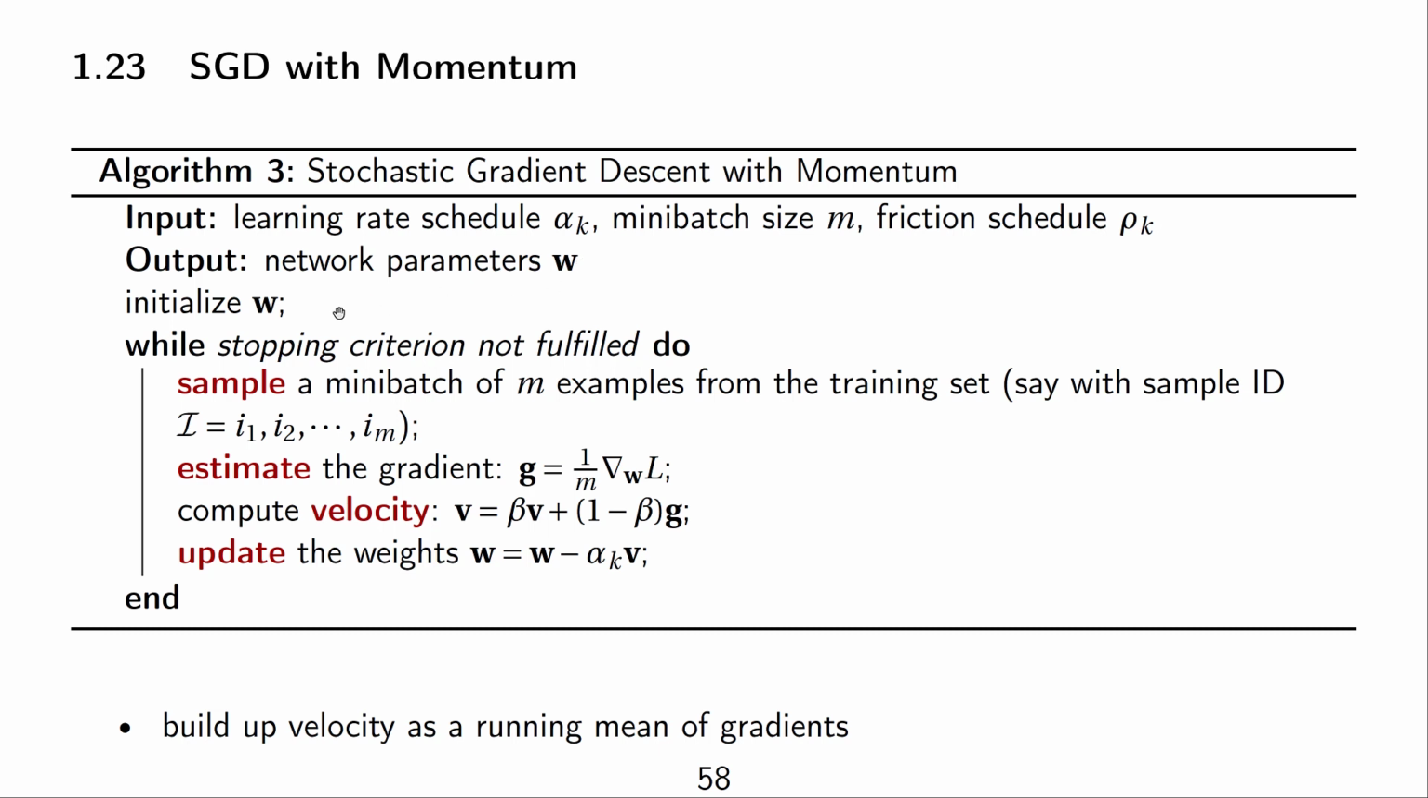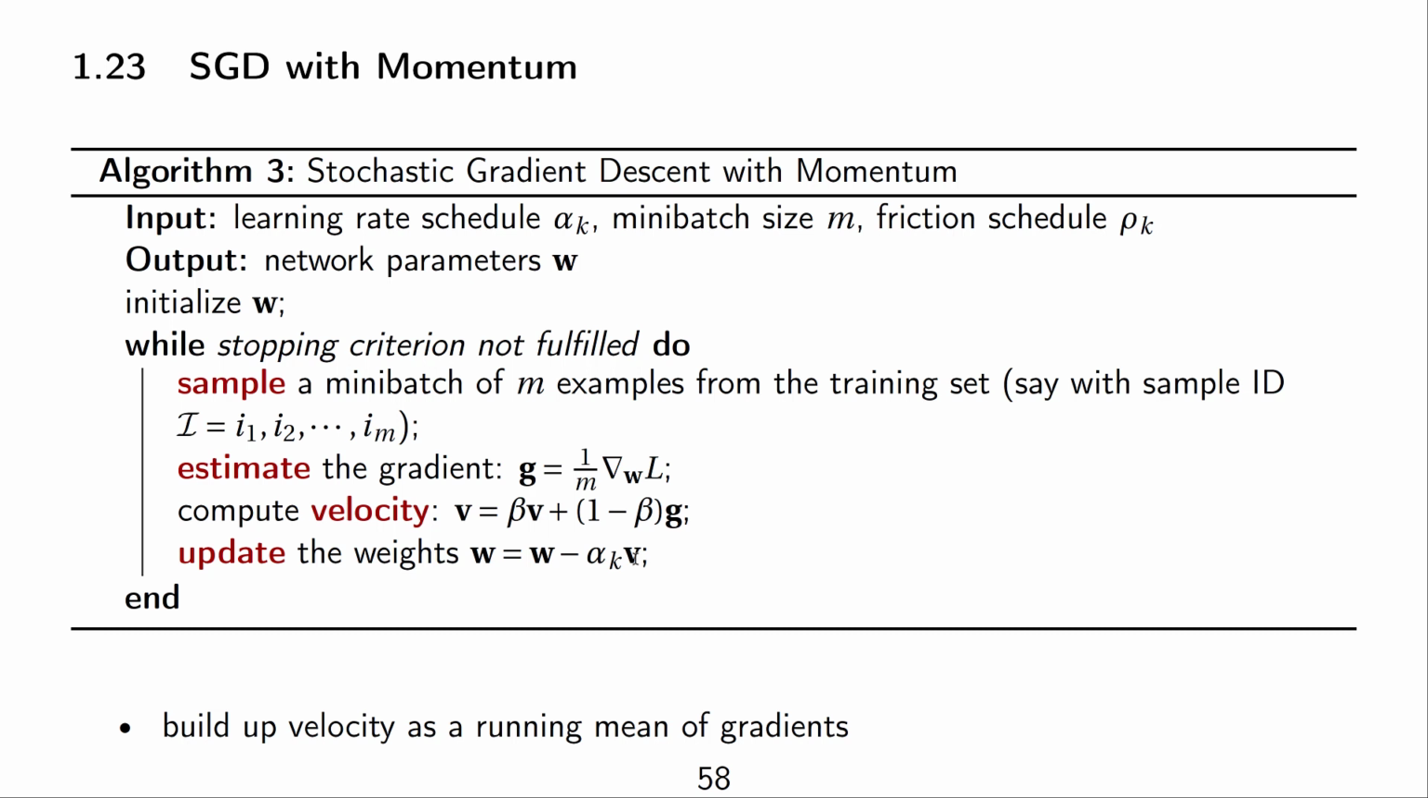So no change here, no change here, all the same. We also sample a mini batch, the same as with stochastic gradient descent, and we also estimate the gradient g at our current position. Let's skip this line for now, and let's go to this last line. And here we see again the weight update, w equals w minus alpha k, and now here we have a v. If you would replace this v with a g, which is the gradient, then we would have stochastic gradient descent.